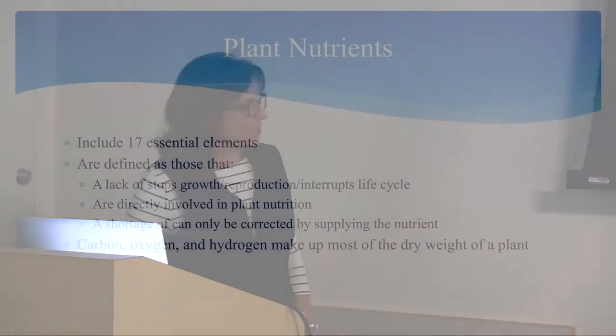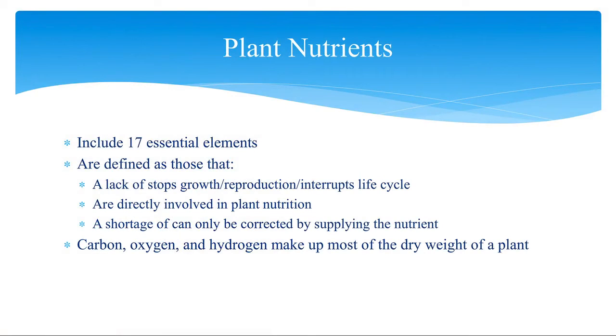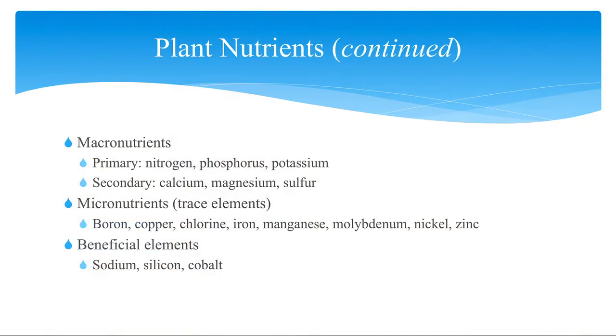Now, carbon, oxygen, and hydrogen are three of those 17. These are usually naturally occurring in the soil and organic matter, and those are going to be important as well. So they come from the atmosphere, from water, from organic matter. So we kind of take those for granted. It's the other 14 that we also further subdivide as being either a macronutrient or a micronutrient. A macronutrient just means it's used in a large amount. Micronutrients or trace elements are used in a small amount.